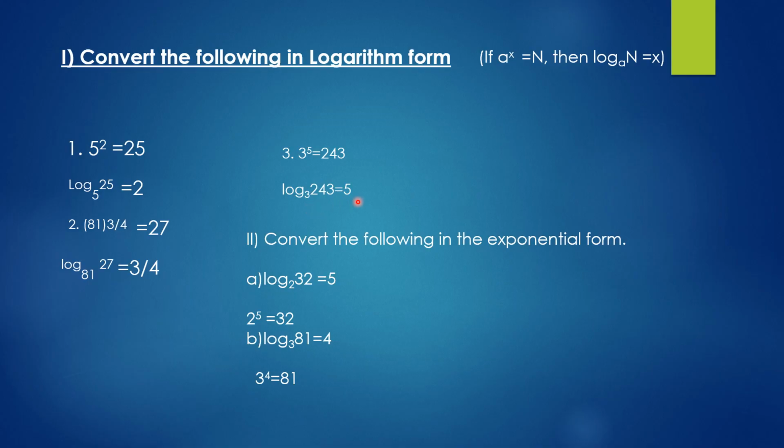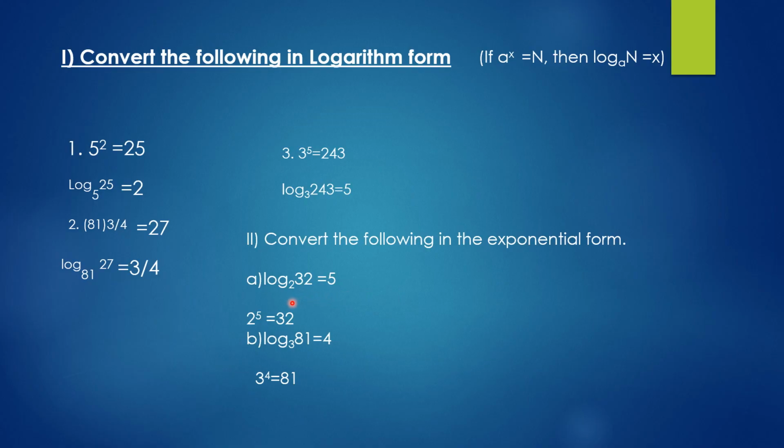So, what I told you: to what power the base is raised is nothing but the logarithm of that number. The base 3 is raised to the power of 5, then you will get 243. Therefore, logarithm of 243 to the base 3 is equal to 5. Okay. Next, convert the following into exponential form. You are asked to convert into exponential form, but here the logarithmic form is given. Logarithm of 32 to the base 2 is equal to 5.